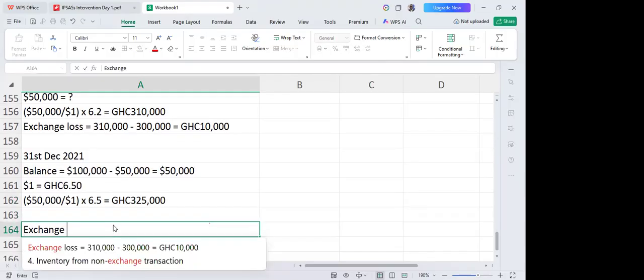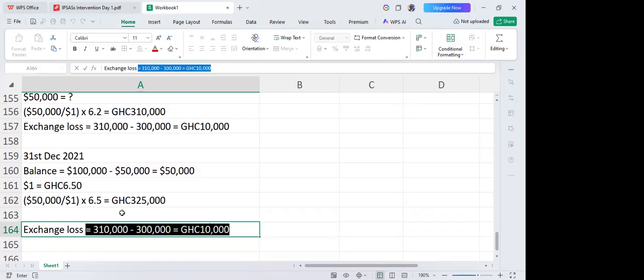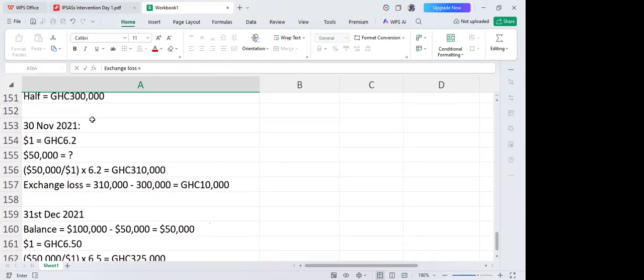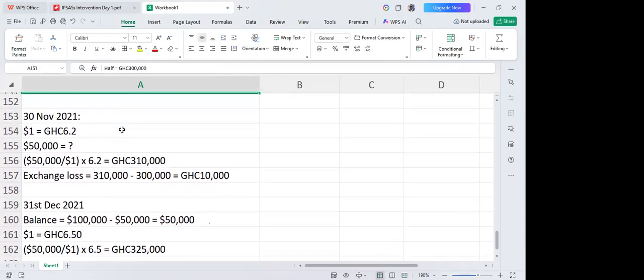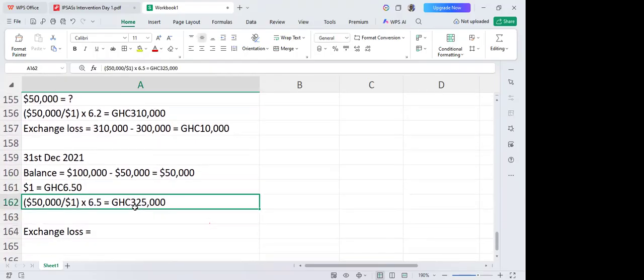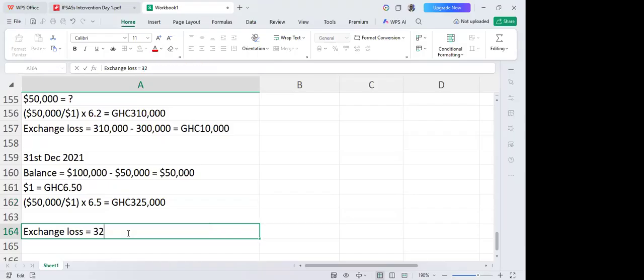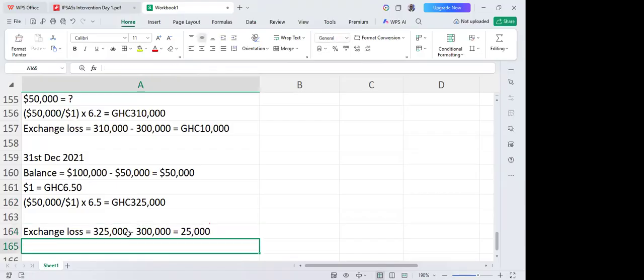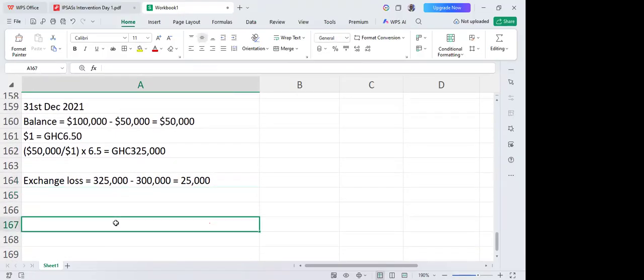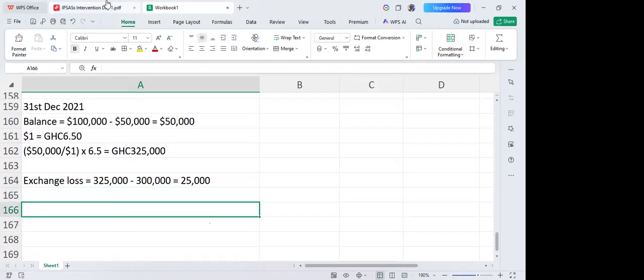So are we going to get an exchange gain or an exchange loss? Don't forget that at the initial date, it was still 300. We did half of it. The other half is still 300. So at the closing date, you are getting 325. So are we getting an exchange gain or an exchange loss in this case? Yeah, Ransford. So we get an exchange loss. And the loss will be 325,000 minus the 300,000, which will give us 25,000.